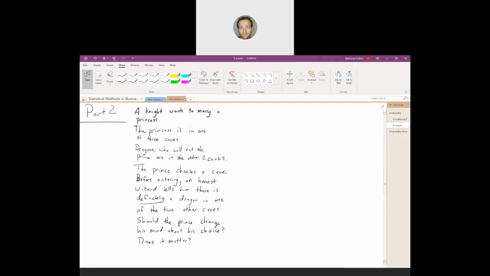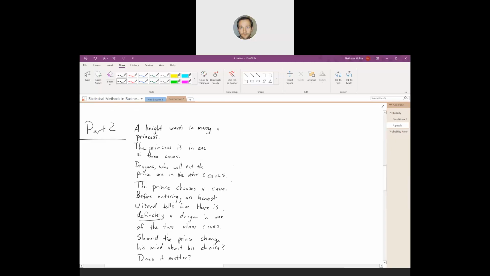And as he's about to go into the first cave, an honest wizard stops him and says, "Prince, there is definitely a dragon in one of the other 2 caves. Maybe cave 2. There's definitely a dragon in cave 2."